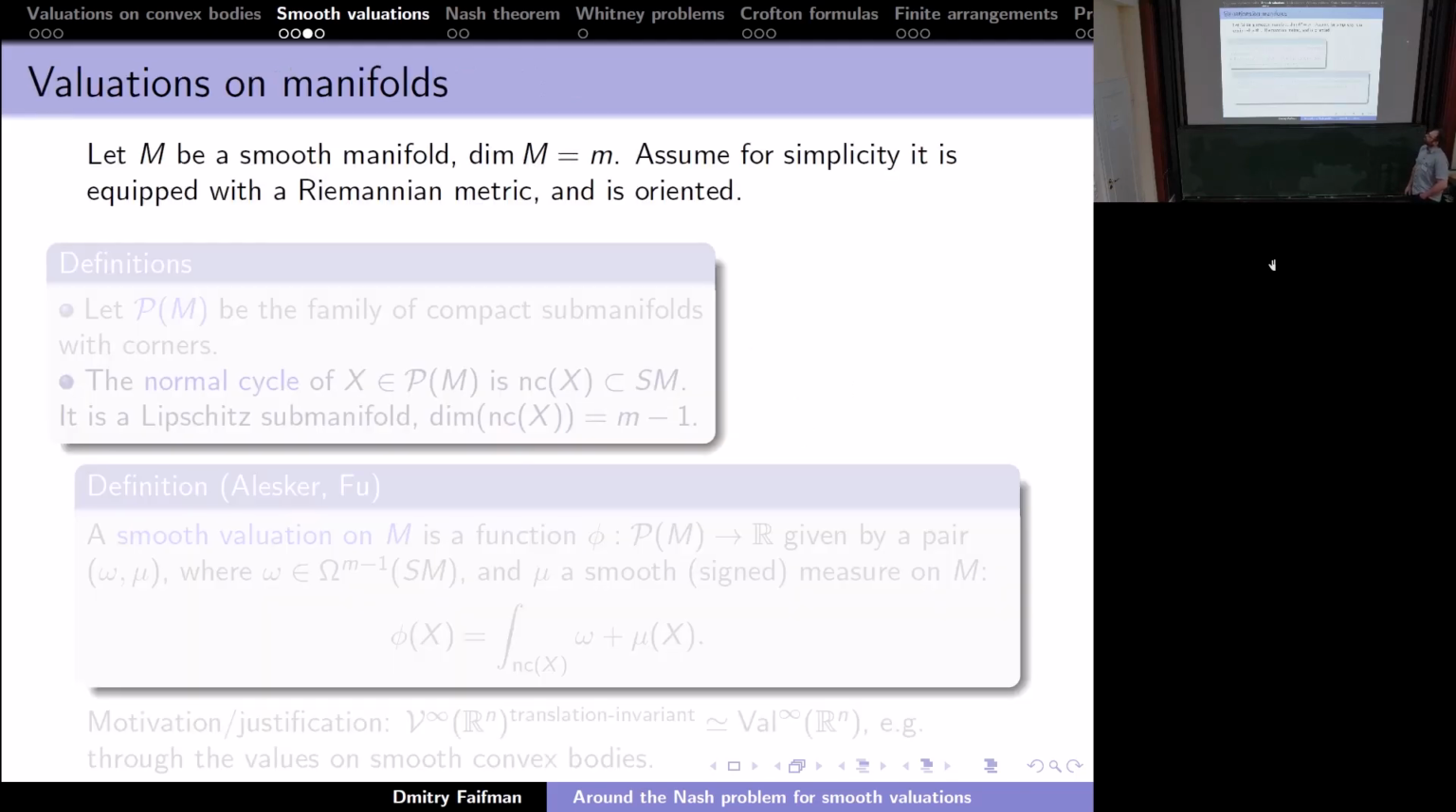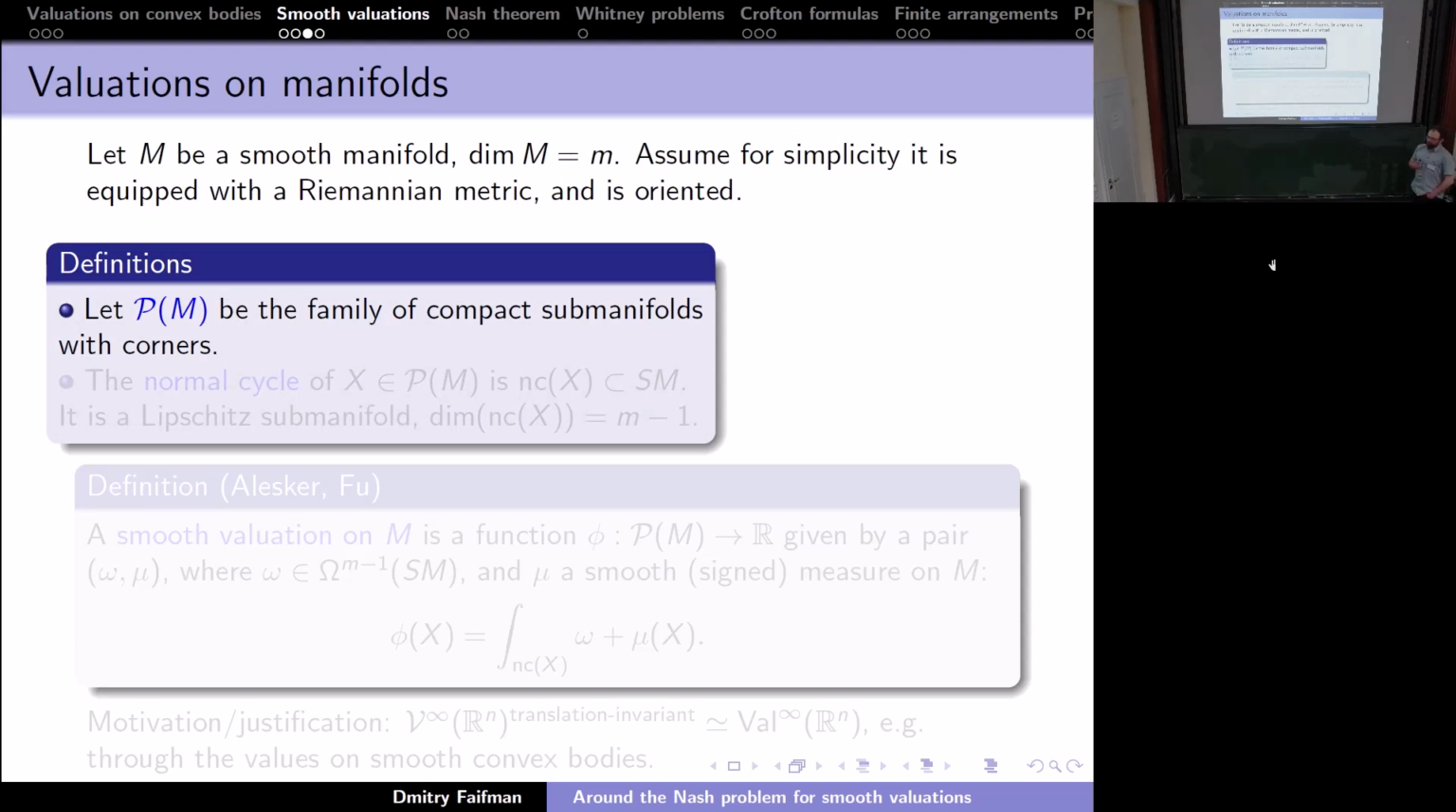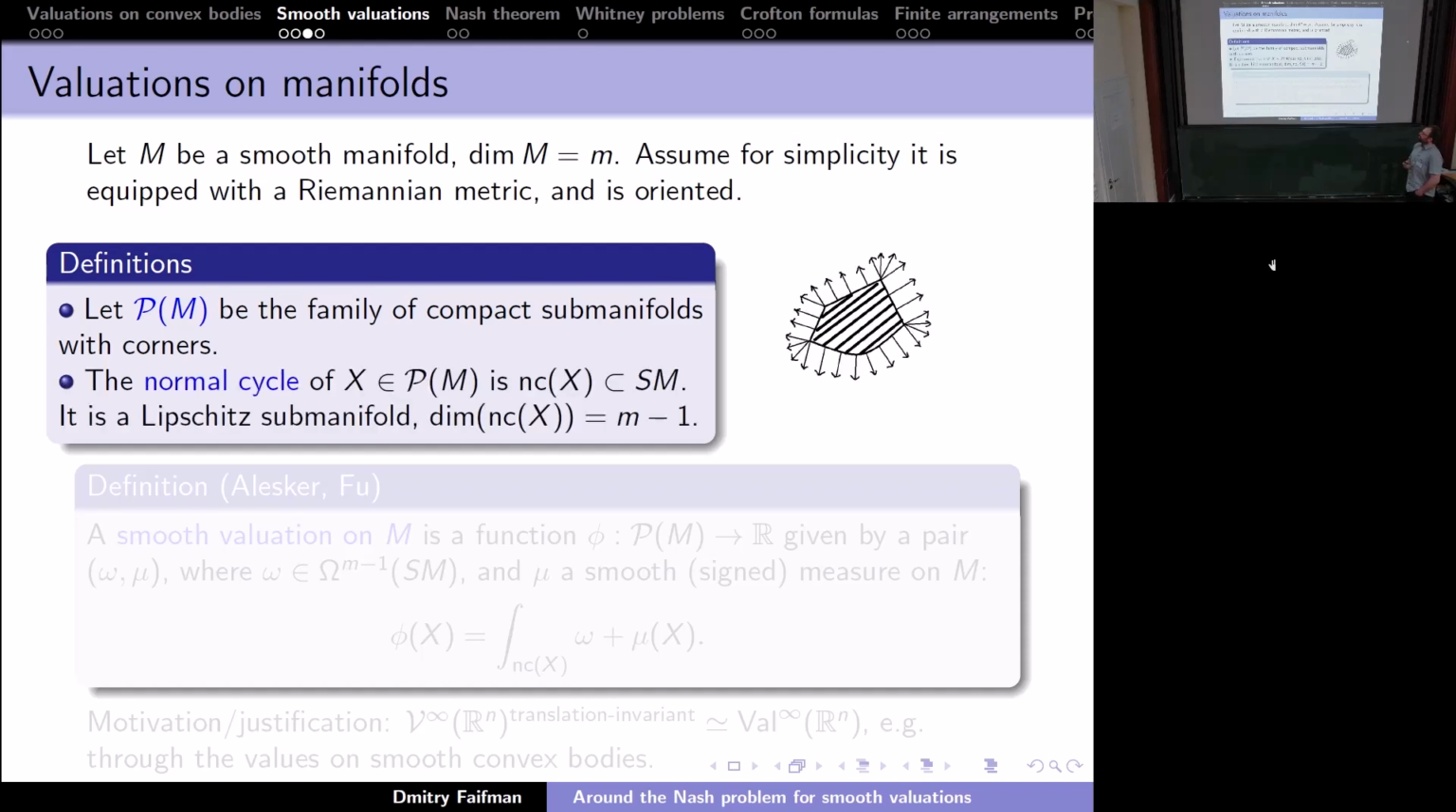All right, so here it is. We have a manifold capital M of dimension little m. And I will be assuming for simplicity that this manifold is Riemannian, equipped with some Riemannian structure, and that it is oriented. Those things are not important, but it will make life easier for us. And we need to choose a family of test bodies. It will be denoted like so. It will be replacing the space of convex sets in a linear space. So we will be choosing compact submanifolds with corners.